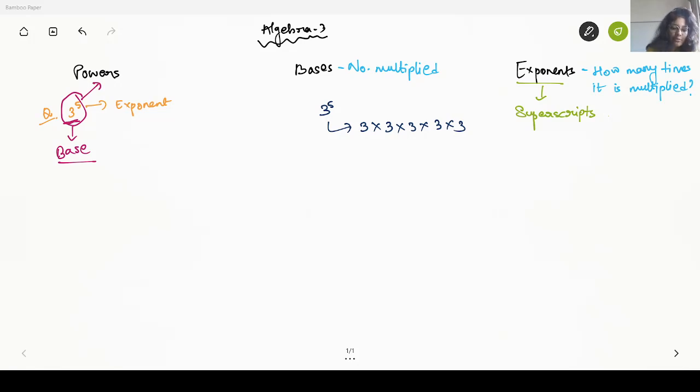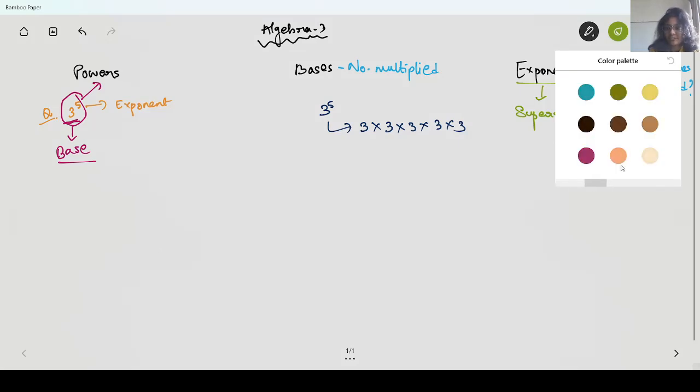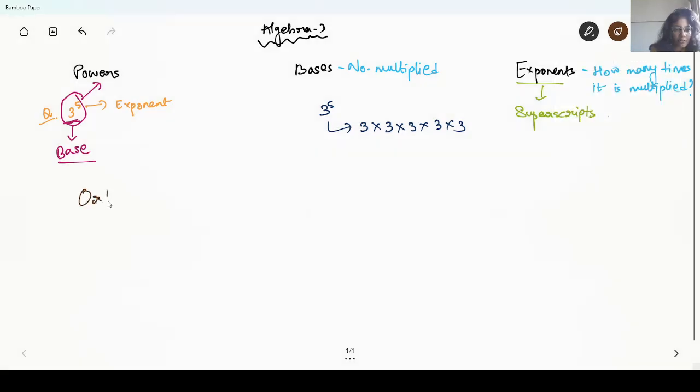To solve equations involving powers, we'll have to understand the order of operations. Why do we use this? We use this to solve algebraic equations involving powers.